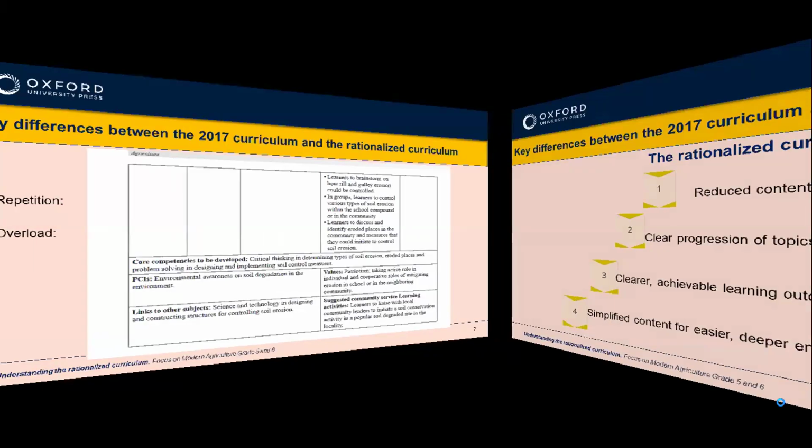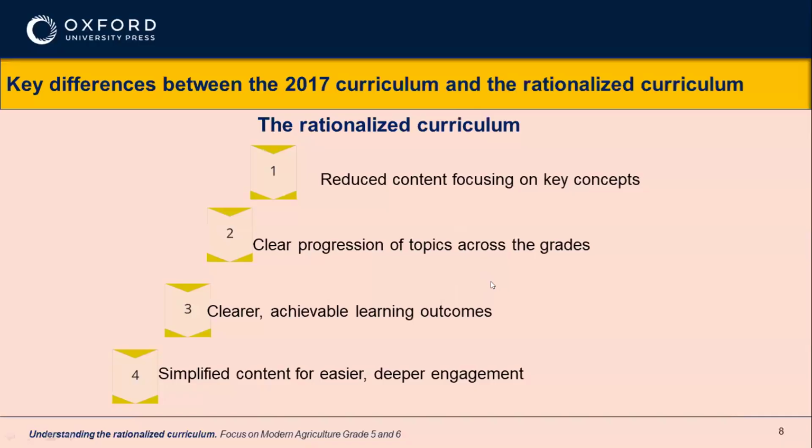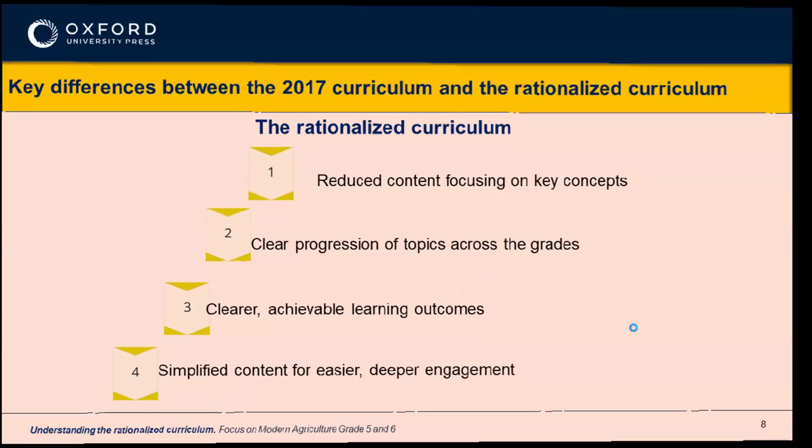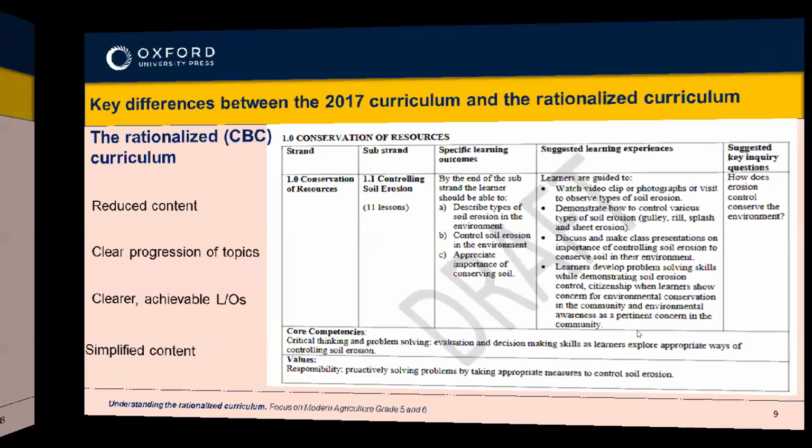But if you go to the rationalized curriculum, the content was reduced, focusing on the key concepts. There was clear progression of topics across the grades. It was clearer. The learning outcomes, as we will see in the next slide, are a bit clearer and achievable. And the content was a bit simplified for easier and deeper engagement with the learners.